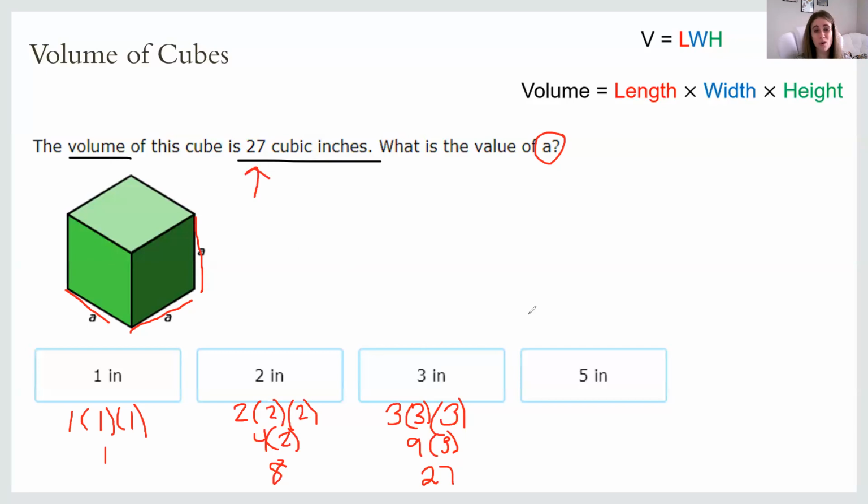Just to make sure, I don't want my SMART score to go down, I'm going to check the final answer. Might as well, right? 5 times 5 times 5. 5 times 5 is 25. 25 times 5 is 125. So yep, only one answer matched, which means to get a volume of 27 cubic inches, our side length would have to be 3 inches.